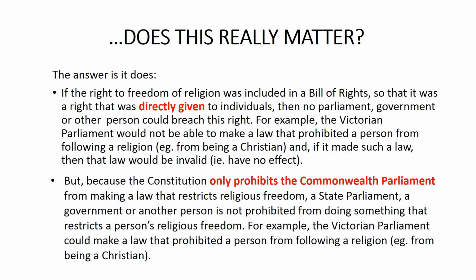For instance, it would be perfectly valid for the Victorian Parliament to make a law tomorrow that prohibited people from following a religion. For example, a law that prohibited people from becoming Christians. That's not to say that the Victorian Parliament would make such a law, because you can imagine that at the next election the government would be voted out, but as a matter of legal principle, the Victorian Parliament could make a law that restricts religious freedom in Victoria. It is not bound by the restriction in the Constitution that protects religious freedom.